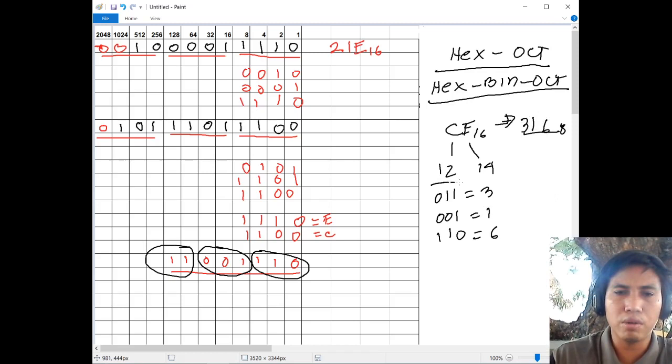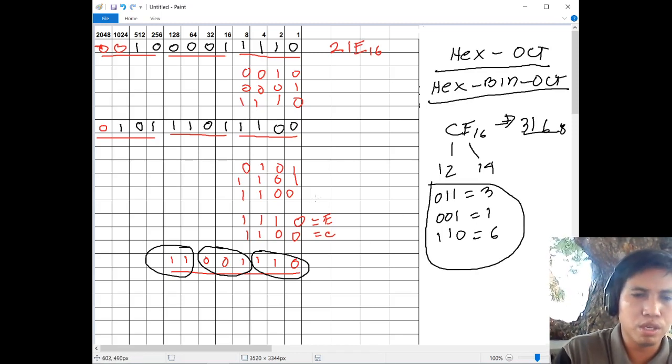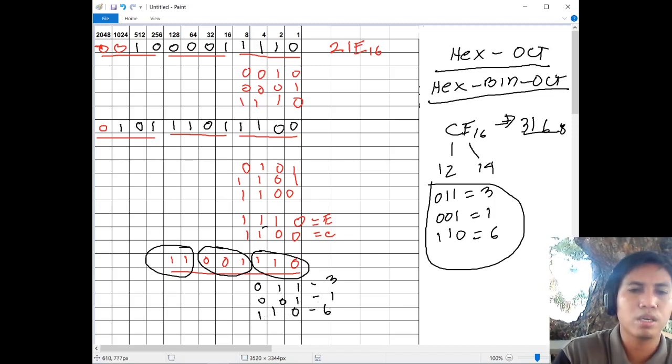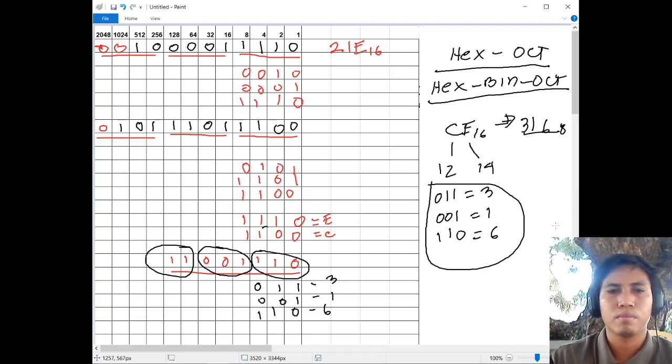Okay, how did we get this one? Question is, how did we get that one? So you put it under here. So that would be 1, 1, 0. Then add the ones together. So 2 plus 1 is 3. 0, 0, 1, that would be 1. 1, 1, 0, that is 4 plus 2. So it would be 6. Okay? So another example.